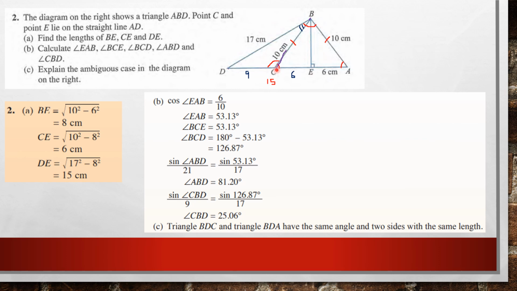And another triangle that you can use for the ambiguous case is BDA, the big triangle. That means for the first triangle BDC, this length BC, we can move this BC to become AB.